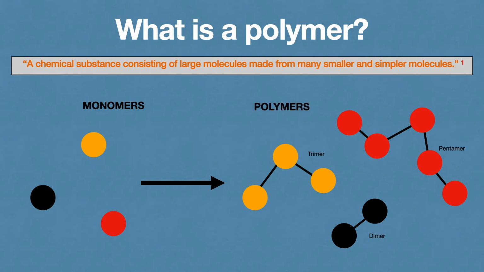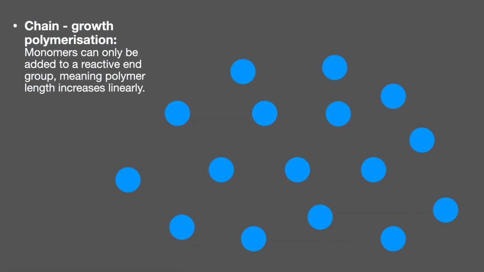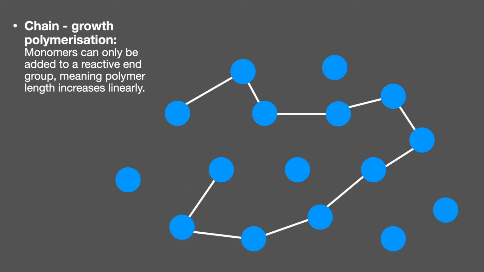So how do polymers form? There are 2 main mechanisms. The first one is called chain growth polymerization, and in this, monomers can only be added to a reactive end group, so the length increases linearly. There are 3 main stages. Firstly, an initiation step creates this reactive end group, which can then go on to react with monomers in a propagation step, where the polymer chain length increases each time the reactive end group is on the end and then adds to further monomers. When the reaction is finished, it can be terminated in a termination step, which basically makes the end group no longer reactive, so the polymer stops being formed.